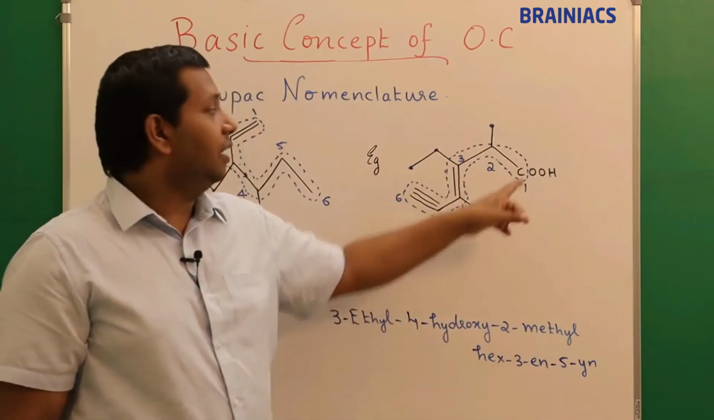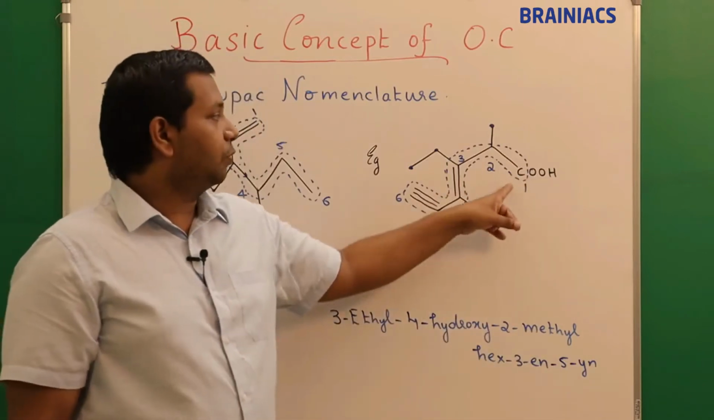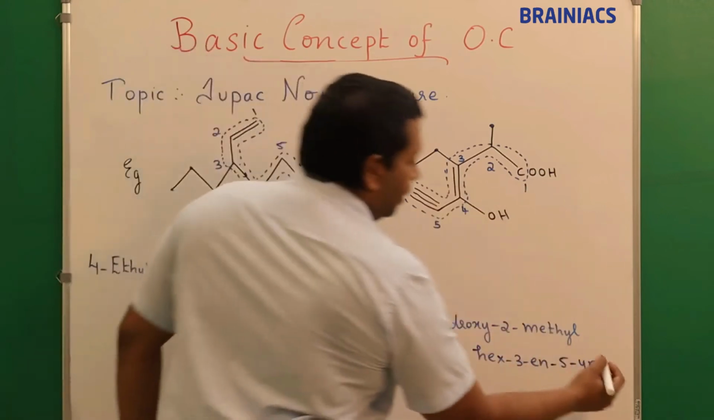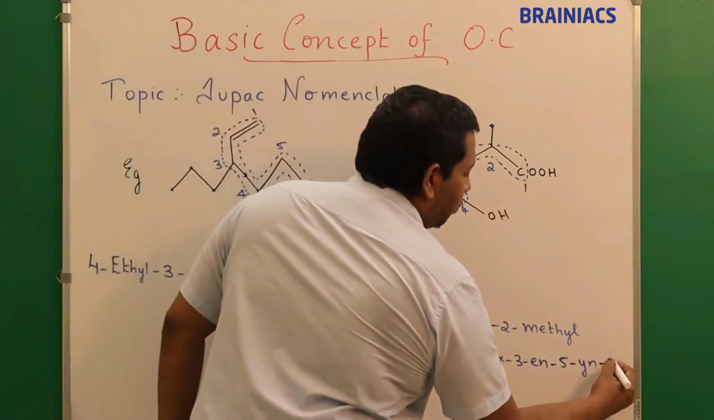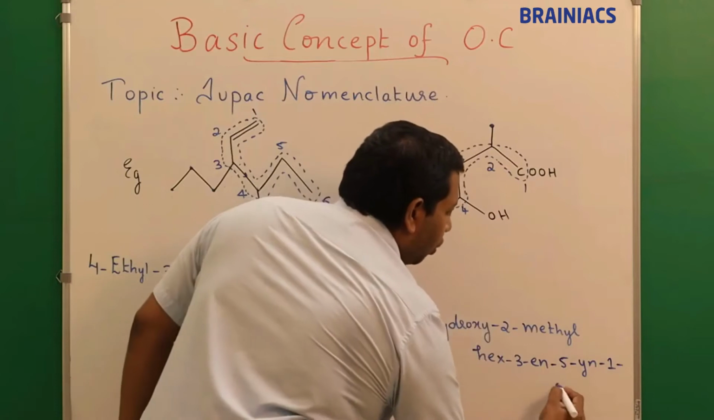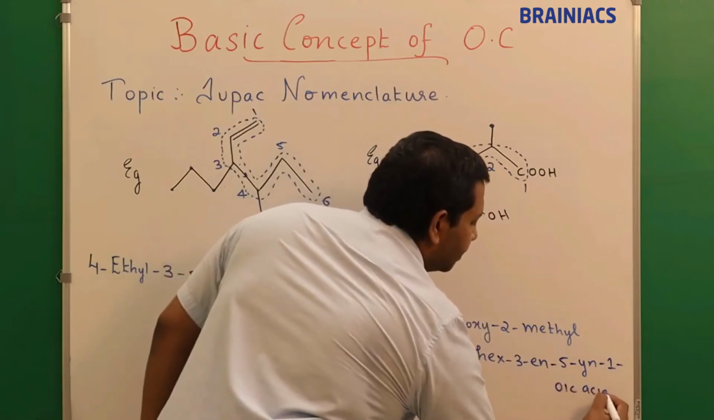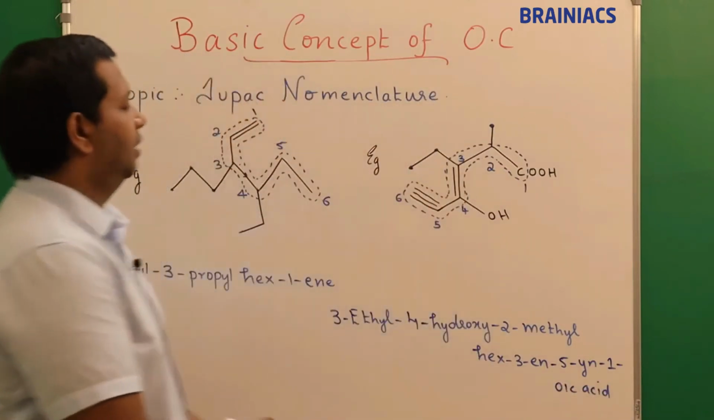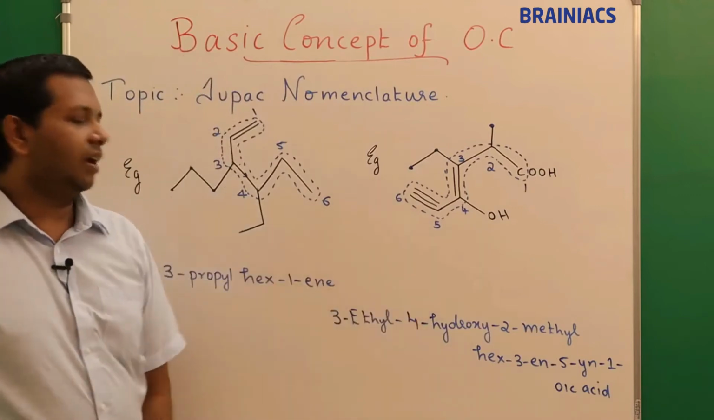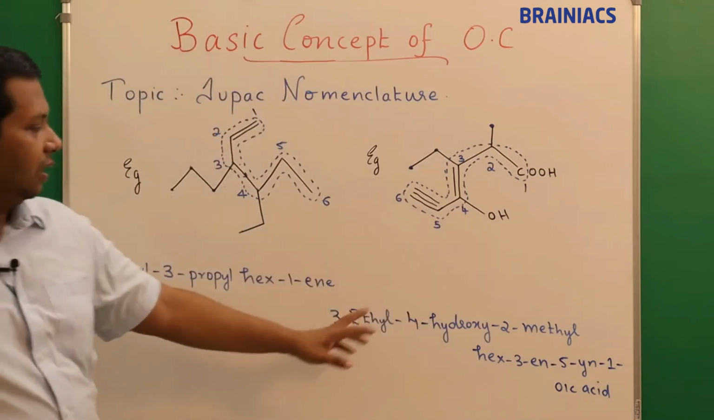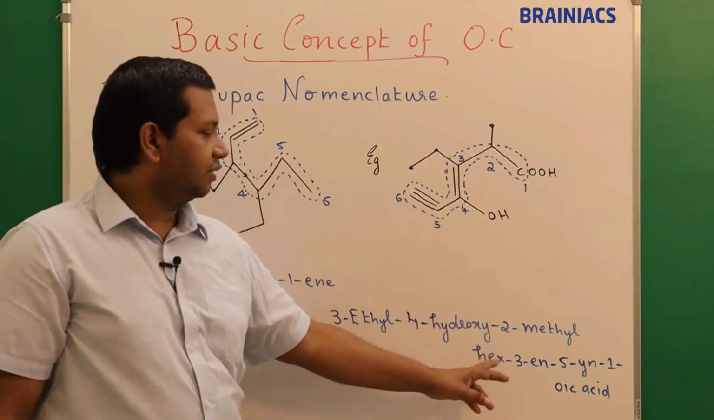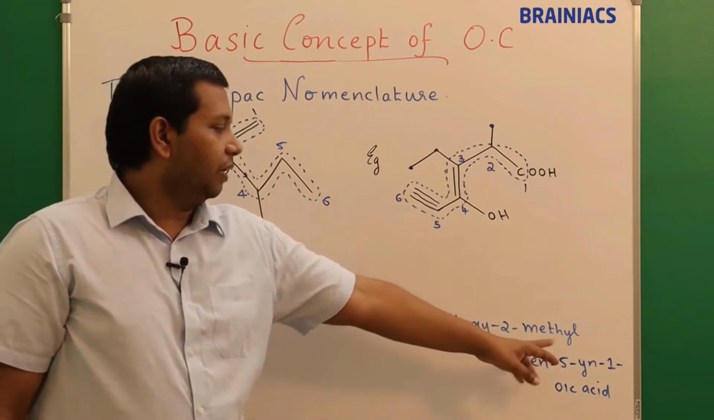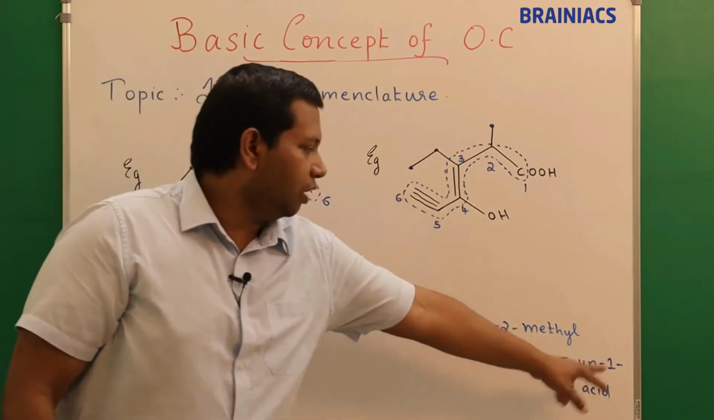because now you have kept the primary suffix. The secondary suffix is there because a functional group is there. At what position? 1st position. So again I am writing hyphen 1 hyphen oic acid. Oic acid. Understood? So this is the way they can ask you questions. So 3-ethyl, 4-hydroxy, 2-methyl, hex-3-en-5-yn, the e should be removed, 5-yn-1-oic acid.